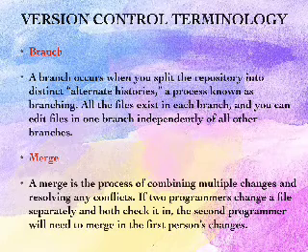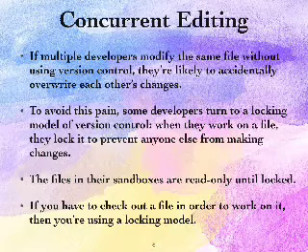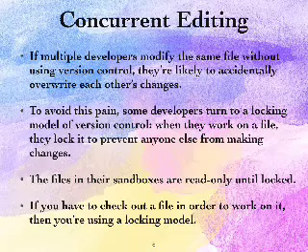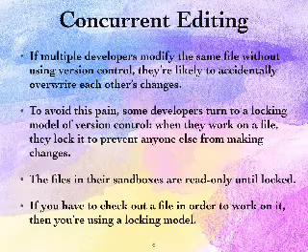And the major difficulty that we see with the version control server is maintenance of concurrent editing. If multiple developers modify the same file without using version control, they are likely to accidentally overwrite each other's changes. To avoid this pain, some developers turn to a locking model of version control. When they work on a file, they lock it to prevent anyone else from making changes. The files in the sandboxes are read-only until locked. So if you have to check out a file in order to work on it, then you are using a locking model.